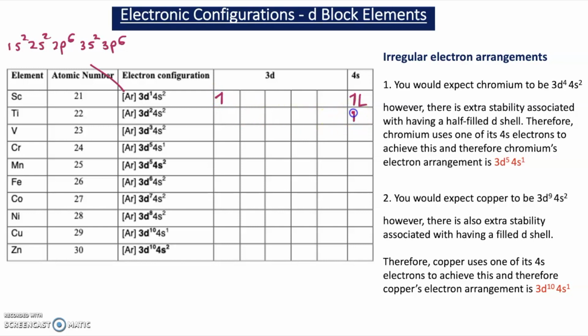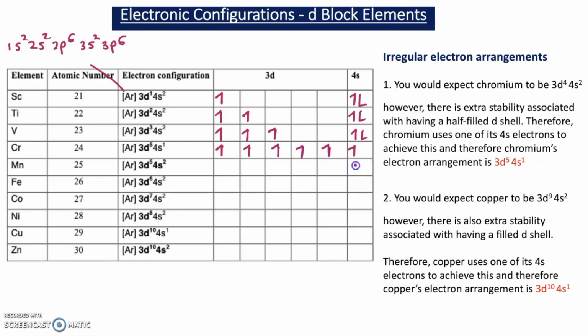Now titanium is 4s2, 3d2, so I'm going to put these in. Vanadium is 4s2, 3d3, so again we put the electrons in singly before pairing them up. Now chromium has an irregular electron arrangement. It is not 4s2 3d4, it's 4s1 3d5.